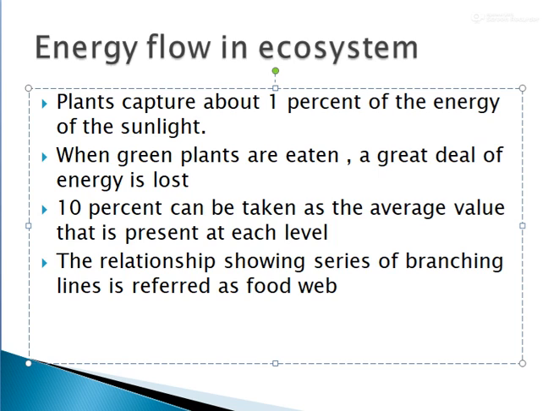The relationship showing a series of branching lines is referred to as a food web. See, why do we call it a food web? Easy to understand. Green plants, yes or no? Green plants are eaten by herbivores. But green plants can be eaten by human beings also. Yes or no? Omnivores can eat. And such kinds of interconnections are referred to as the food web.